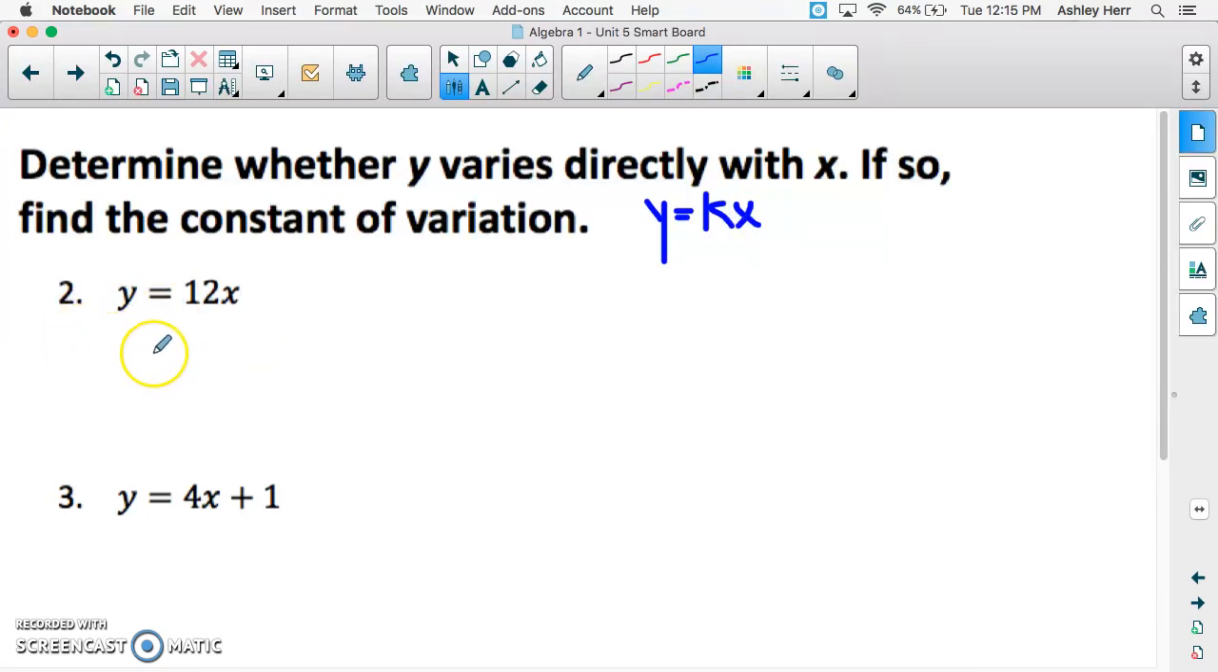Here, is it set up in the form of direct variation? Yes, I have y equals k times x. So since it's set up in the direct variation, what is my k? Since it's already in the form y equals k times x, we know that k is equal to 12. Okay? So yes, k is equal to 12. All right, do this second one on your own.